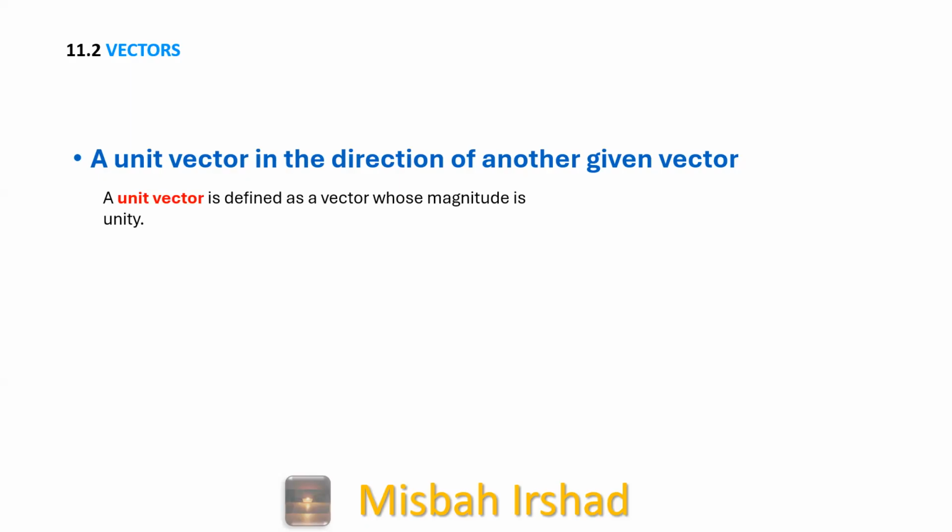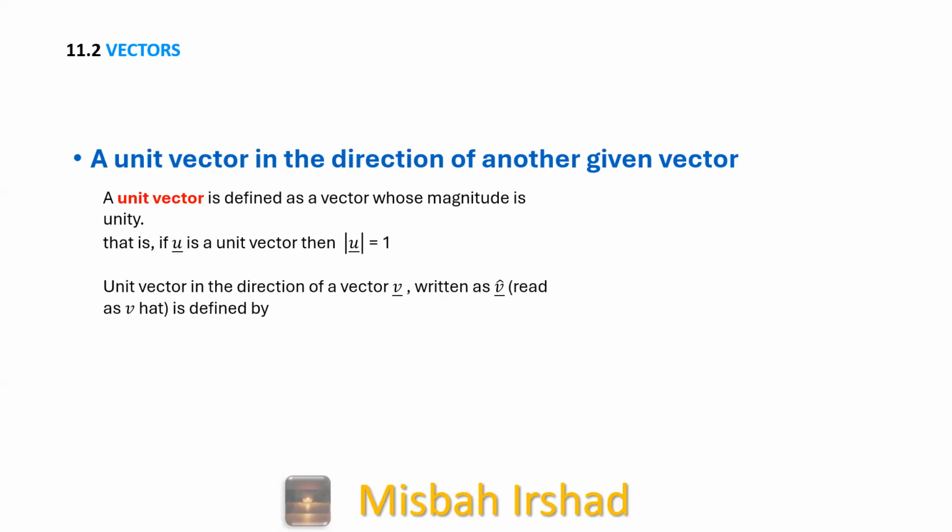So if we have a vector V with any random arbitrary direction, which is not a unit vector, and you are required to find the unit vector in this direction, then just divide the vector by its magnitude. You will get the unit vector in that direction. And a unit vector is the vector whose magnitude is 1.